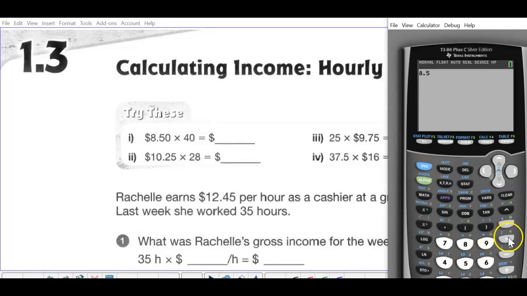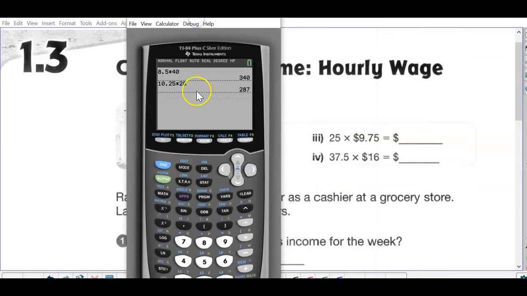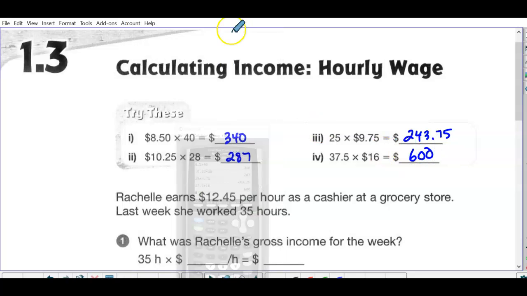Just enter it. You don't need the zero in the cent, the hundredths place value. So $340. Okay, and then 25. Doesn't matter which order, if you're multiplying hours first or wage. $7.5 times 16.